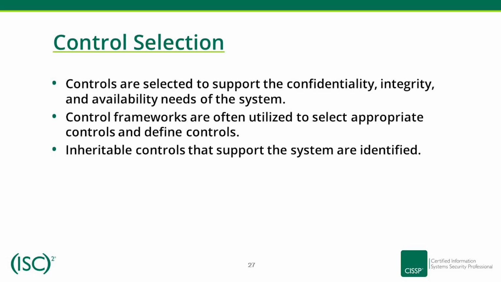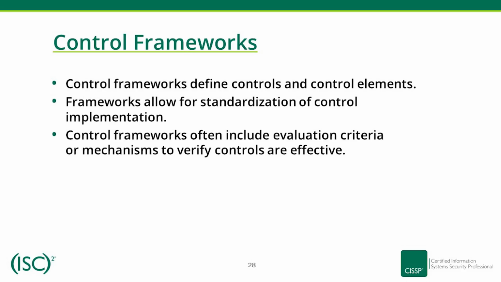Control selection. Controls are selected to support the confidentiality, integrity, and availability needs of the system. Control frameworks are often utilized to select appropriate controls and define controls. Inheritable controls that support the system are identified. Control frameworks. Control frameworks define controls and control elements. Frameworks allow for standardization of control implementation. Control frameworks often include evaluation criteria or mechanisms to verify controls are effective.